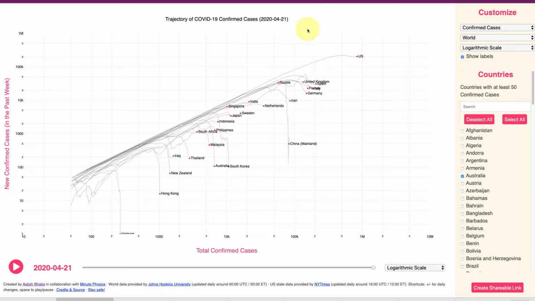But here's the interesting thing. This here is 10 cases. This is 100. This is 1,000. This is 10,000. This is 100,000, and this is 1,000,000. So it's adding a zero with each one that goes up. So let's have a look at this same thing on a linear scale.